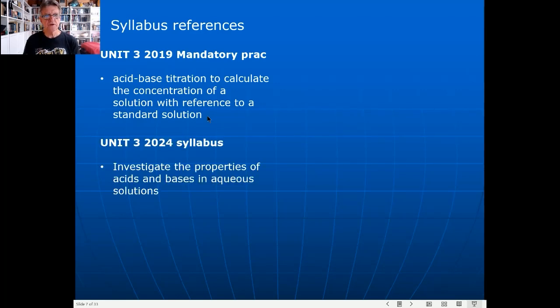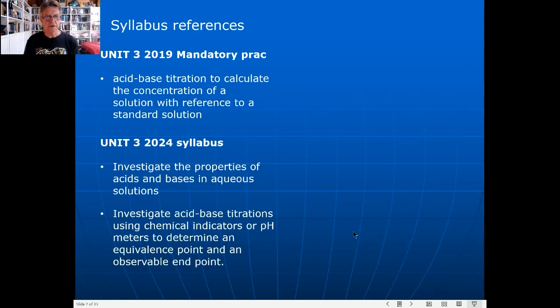Now in the new syllabus that's coming out next year, they don't have mandatory pracs anymore. There's just some suggested scientific inquiry points. So investigate the properties of acids and bases. So we're doing that. Now here's the interesting one. Using chemical indicators or pH meters to determine the equivalence point and the observable endpoint.